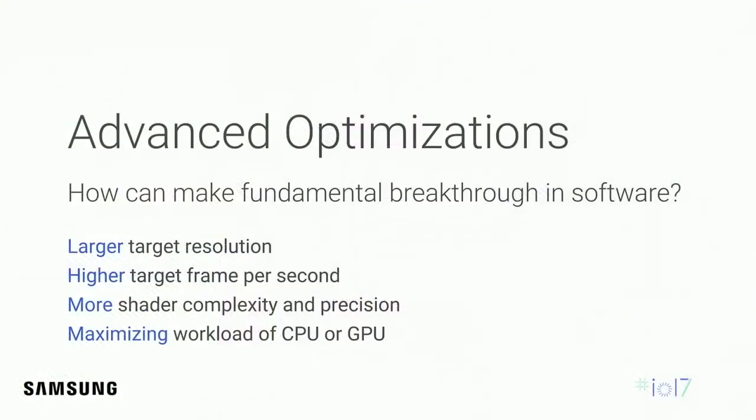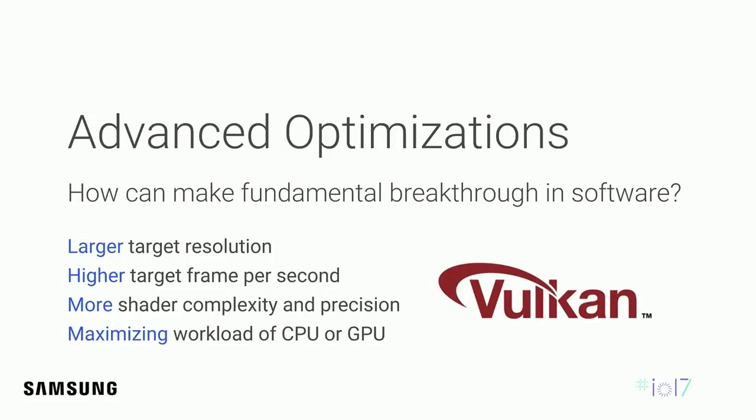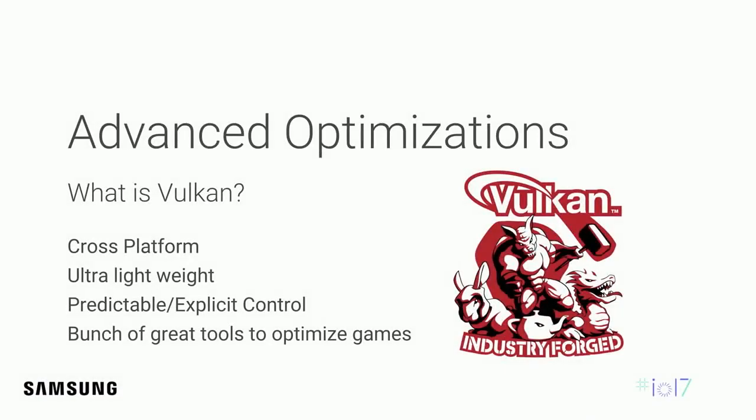Then how can we do similar things on the software side, not the hardware side, chasing both quality and performance? We strongly believe the answer should be Vulkan. Vulkan is an open standard, cross-platform, new generation graphics API from Khronos Group. It's really thin, lightweight, predictable, portable, and cacheable. It supports precise explicit control and delivers a bunch of great tools to optimize your games.